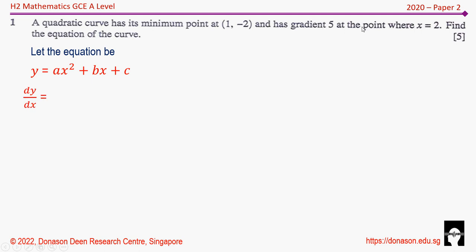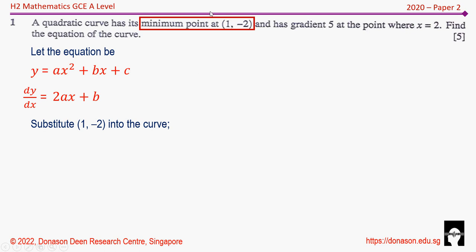Of course, because there is talk of the gradient here, let us differentiate this expression. If I differentiate ax squared plus bx plus c, it's going to become 2ax plus b. Of course, the derivative of a quadratic equation would become linear. And then there is a phrase here, minimum point. That means the first derivative dy/dx should be 0 when x is 1.